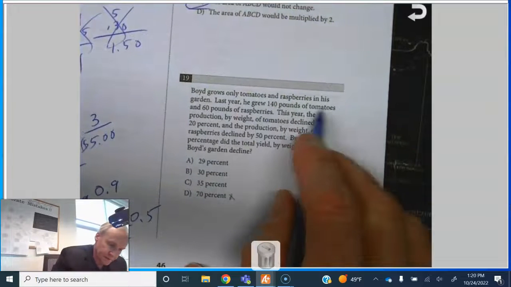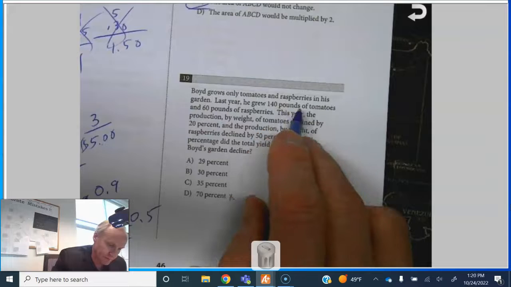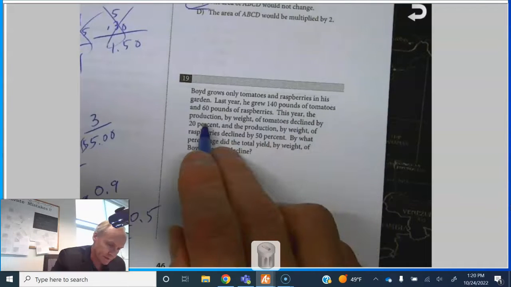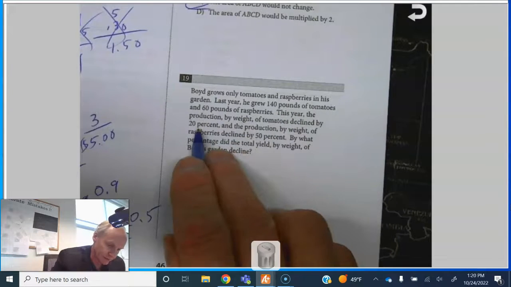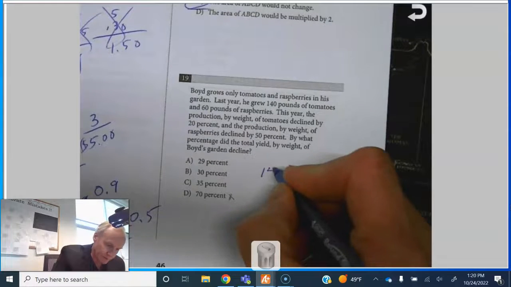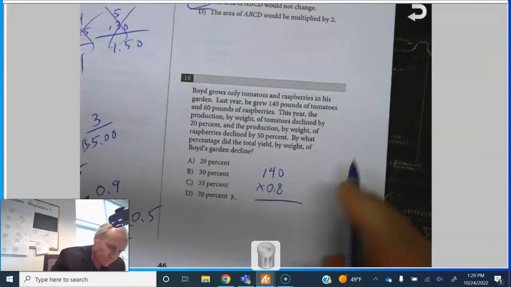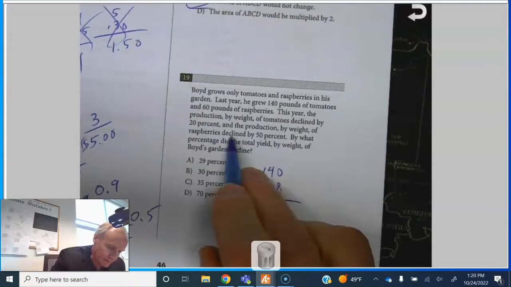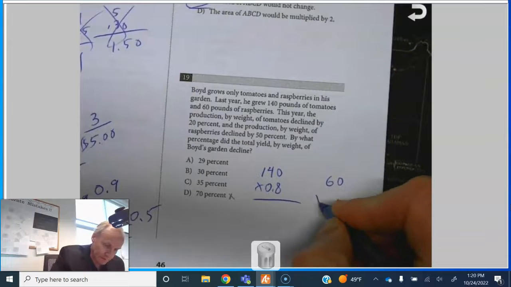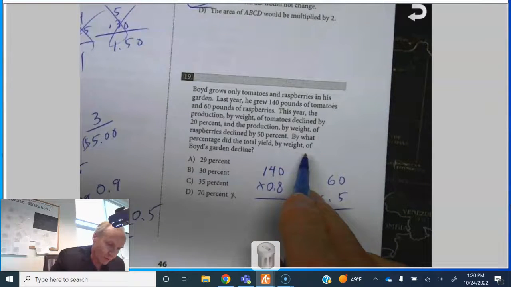Boyd grows only tomatoes and raspberries in his garden. Last year, he grew 140 pounds of tomatoes and 60 pounds of raspberries. This year, the production by weight of tomatoes declined by 20%. Okay, so it's going to be 80% of 140. By weight, the raspberries declined by 50%. So 60 times 0.5, of course. By what percent did the total yield by weight decline?